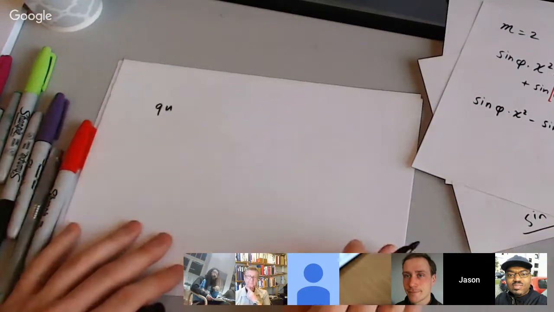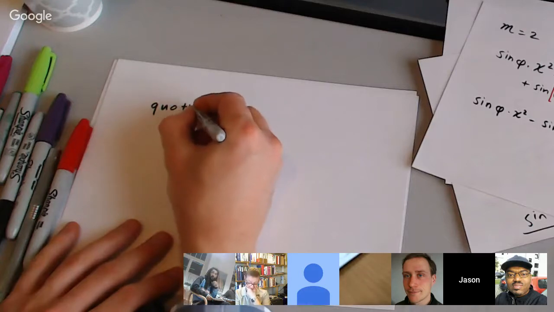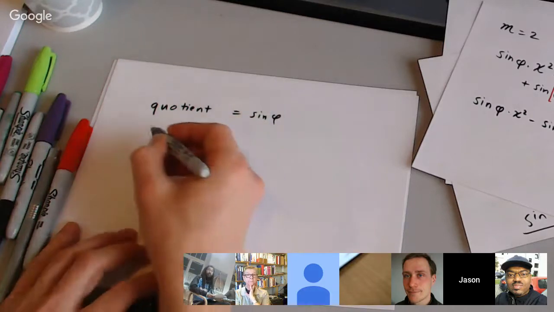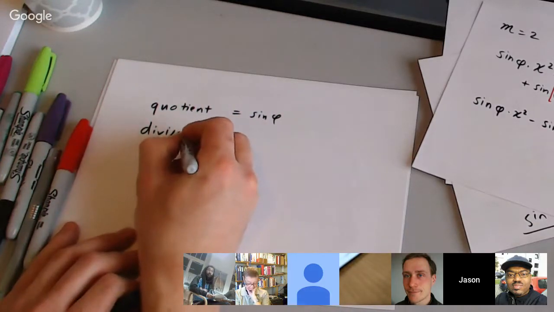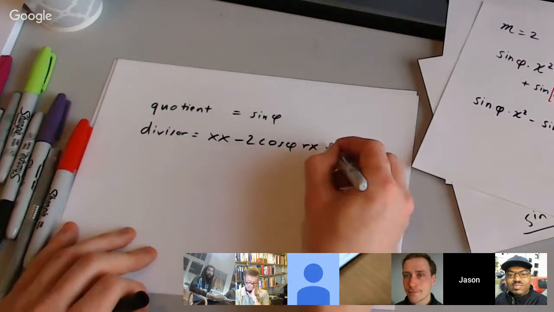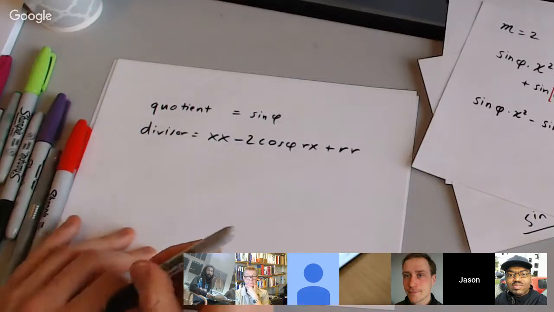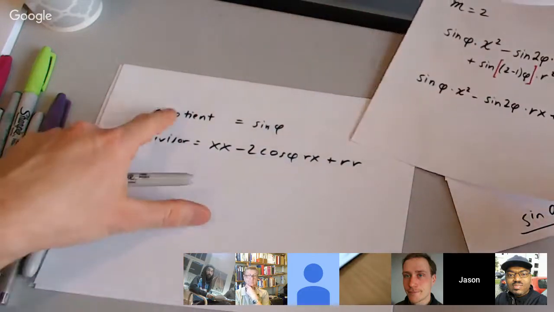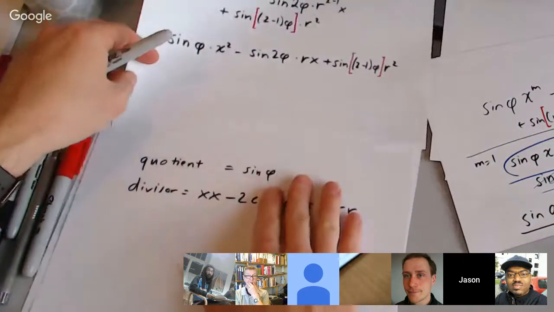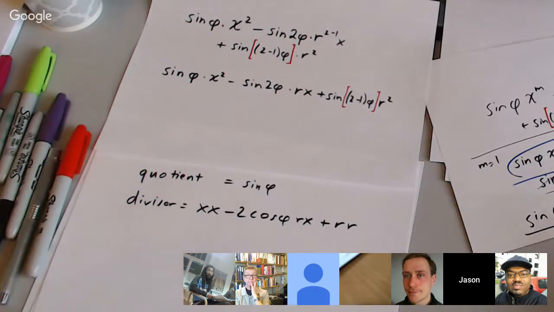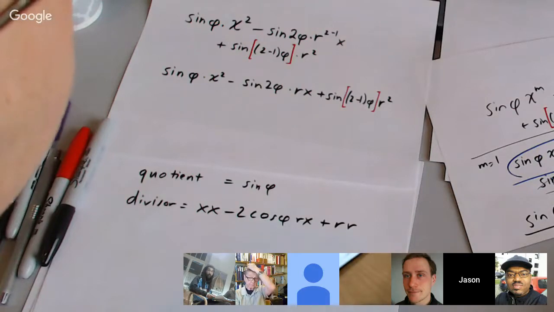Jonathan's going to go through it in a moment. I just want to write one more thing about the words. So the quotient Gauss is saying is sine phi. The divisor, he says, is x squared minus 2 cosine phi rx plus r squared. So supposedly, the quotient times the divisor should give us this. Let me pull up Jonathan's pictures.